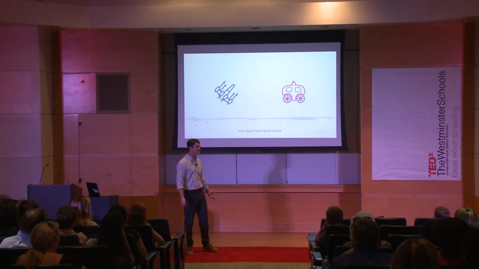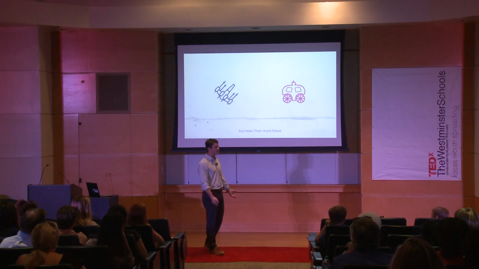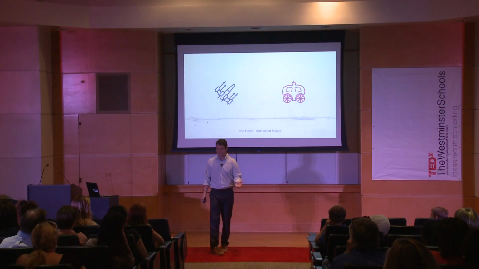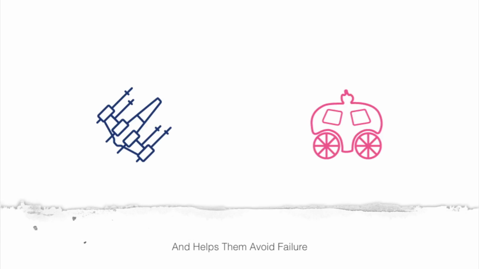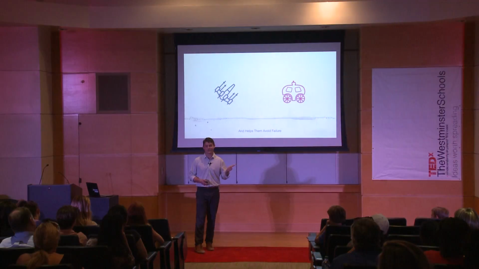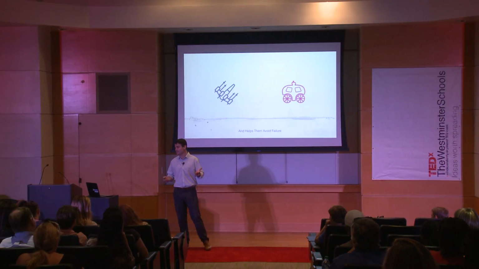Of course, there's going to be some stumbles along the way. That guide's got to help him avoid failure. In Star Wars, Luke is going to use the Force. Boy, I wish I had that. And in Cinderella, fairy godmother turns a couple of rats and a pumpkin into a horse-drawn carriage to get her to the ball. She wouldn't have been able to get there any other way.